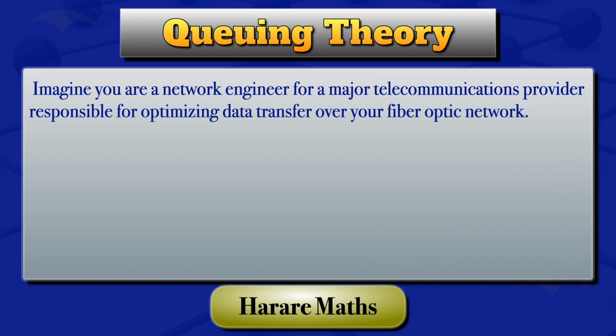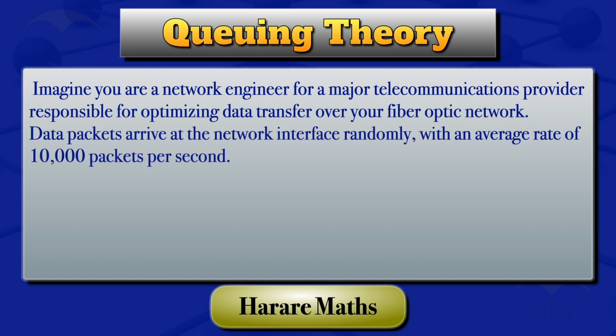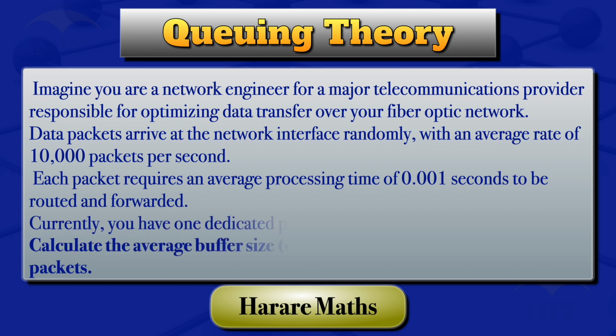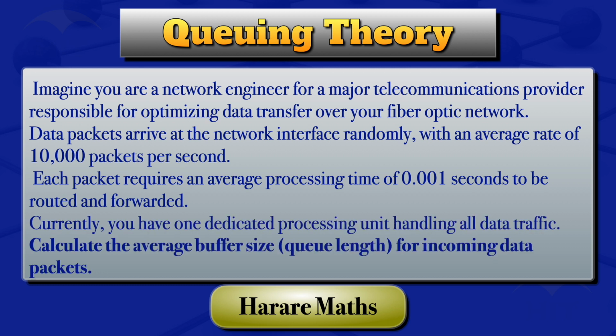Imagine you are a network engineer for a major telecommunications provider responsible for optimizing data transfer over your fiber optic network. Data packets arrive at the network interface randomly with an average rate of 10,000 packets per second. Each packet requires an average processing time of 0.001 seconds to be routed and forwarded. Currently, you have one dedicated processing unit handling all data traffic.